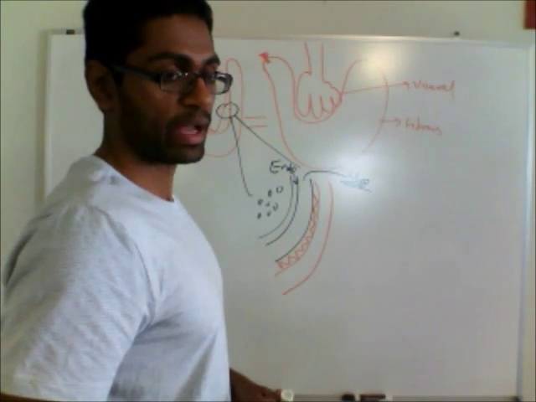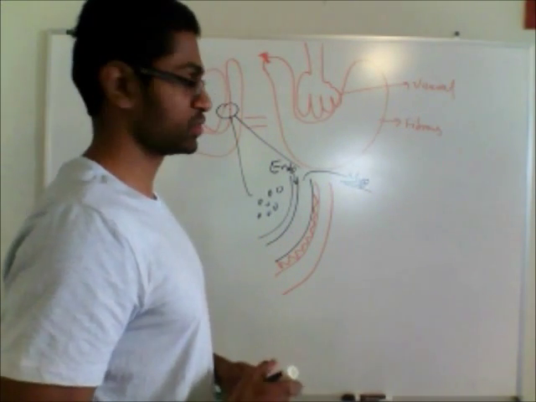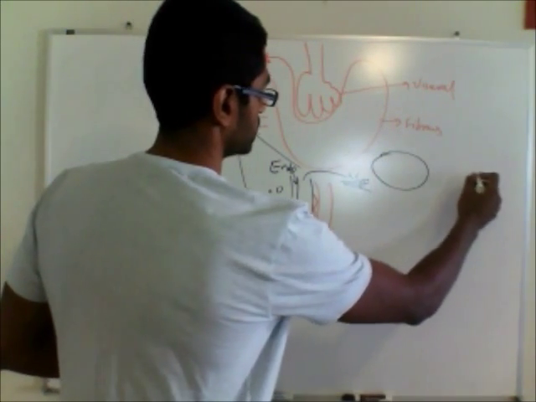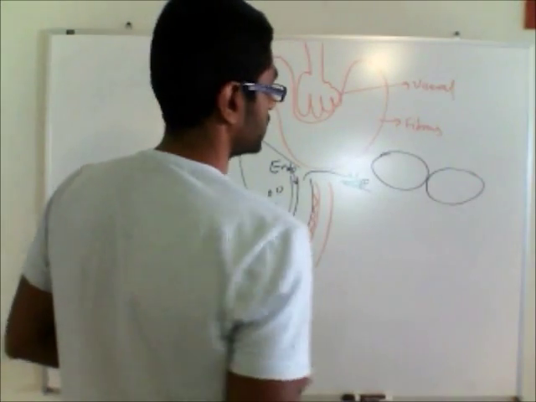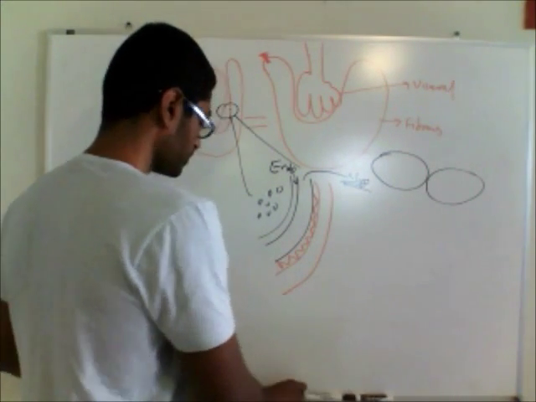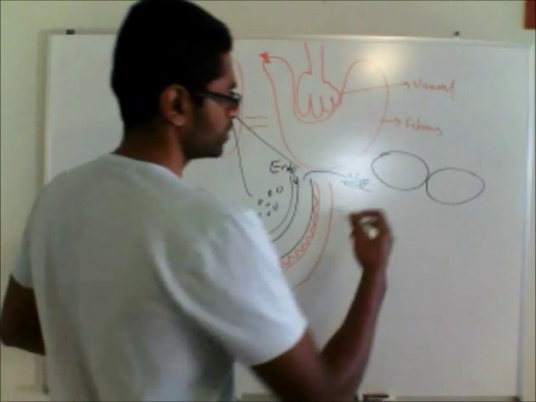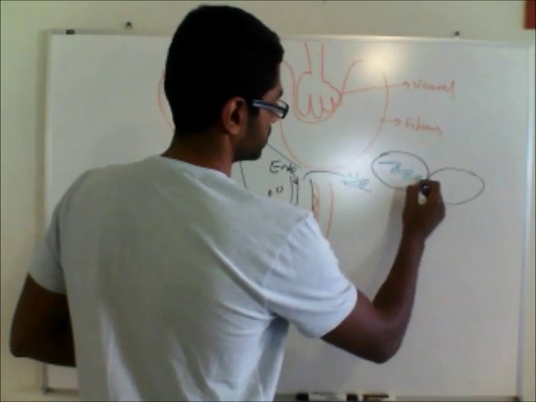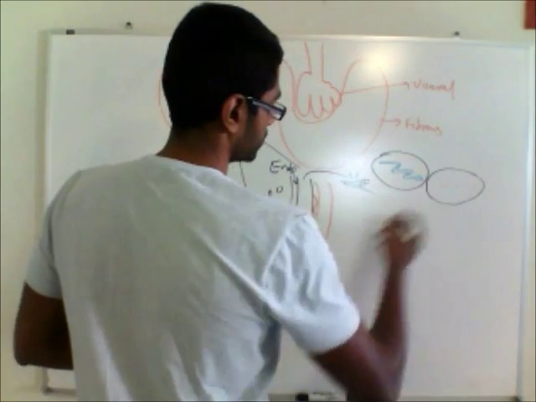Okay. Now, how exactly do these electrical impulses travel from one cell to the next? Here's one cell. Here's another cell. How would you imagine they travel? Close. Here, let's say that's an electrical impulse. How does it get through to the next one?